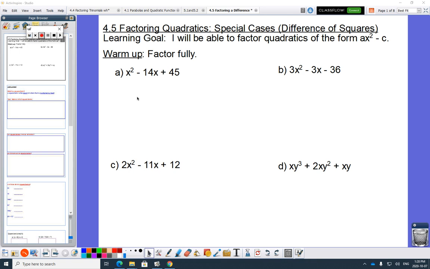Okay, so in a normal semester, at this point you might need a review of factoring. Now, we just did this this morning, but that's okay. So here we have, it's just standard form with no a value or an a value of 1. So we're looking for two numbers that multiply to 45 and add to negative 14.